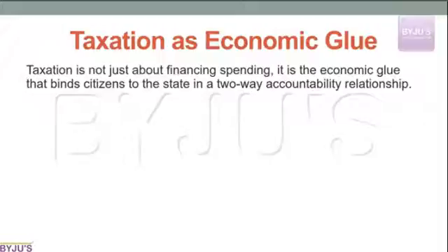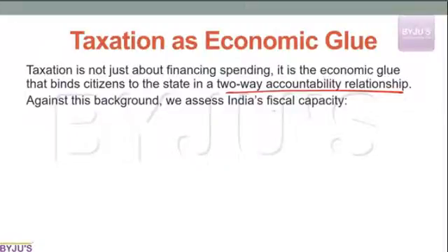Taxation is a glue that keeps the people of the country together. Taxation is something that helps people contribute to the country and builds legitimacy for the state. So that is why taxation is an economic glue, is what Economic Survey says. So it becomes a two-way accountability relationship. The citizen is accountable to the state, one, in preserving the laws of the state, second, in providing the income for the state by giving tax. State is accountable to the people because the state is using the people's money and the people's trust in ruling the country. So against this, they are assessing India's fiscal capacity.